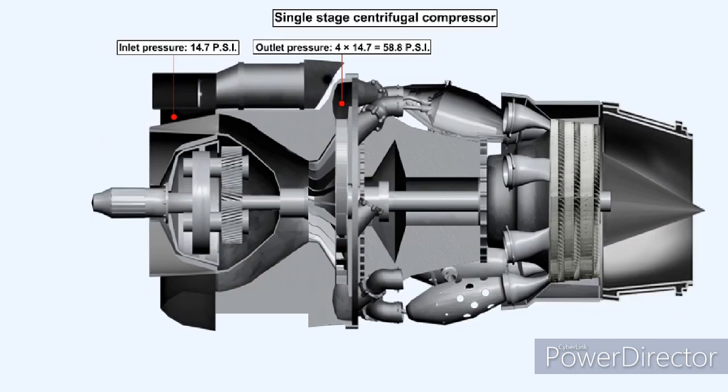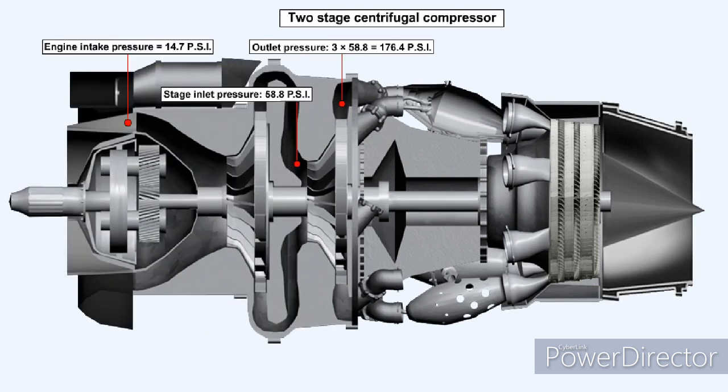The compression ratio of a very efficient single-stage centrifugal compressor would be in the region of 4:1. This means that the outlet pressure of the compressor would be 4 times greater than its inlet pressure. To attain greater engine compression ratios using centrifugal compressors, 2 of them would have to be used in series with each other.